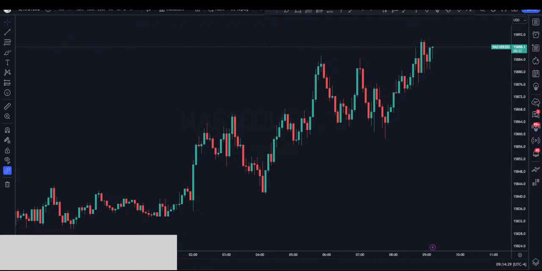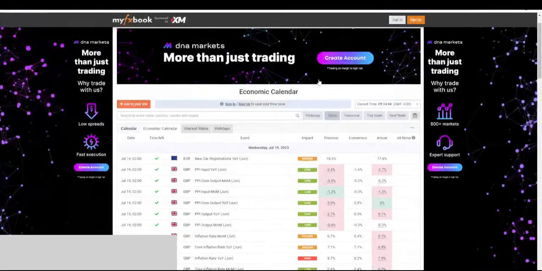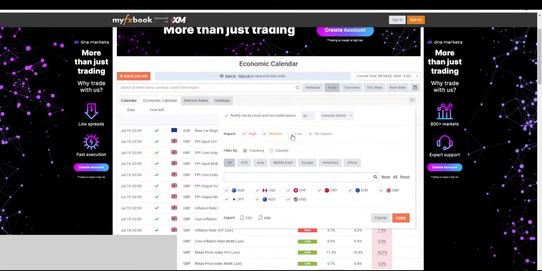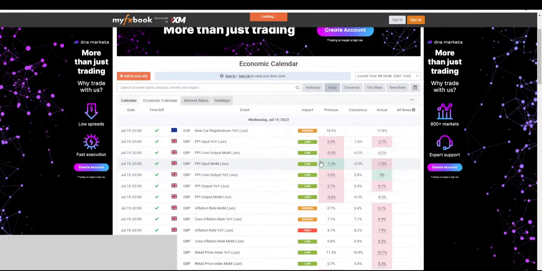Okay, I'm just looking at the economic calendar here. So for today, let me just bring this up. We'll remove the low, uncheck all of these, and we really only care about the US. I also check Canada. My FX book is sometimes so slow.